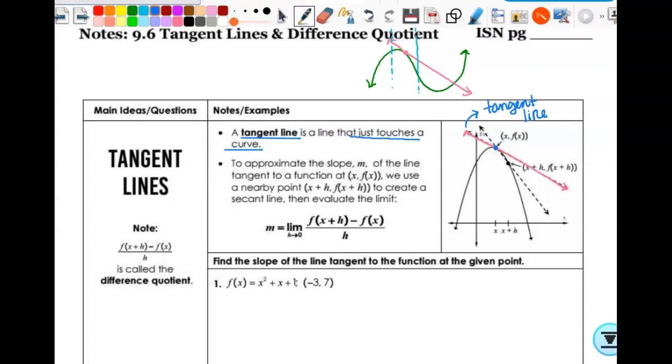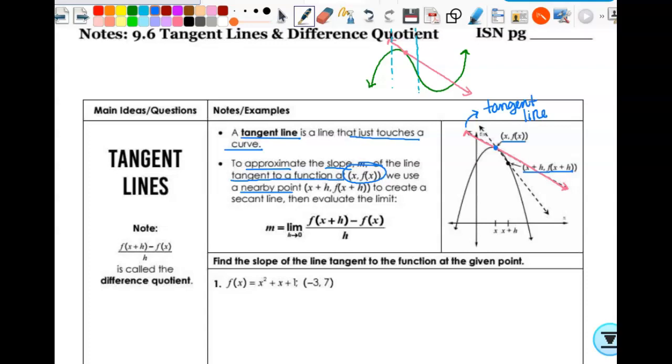So we can approximate the slope of the line tangent to the function at x, f of x, that's this point right here, x, f of x. We use a nearby point, x plus h, f of x plus h. So here's what that means. Here's x, this is x plus h. So this could be 3 and this could be 5, so this will be x and then x plus 2, right? That's what the whole plus h means. We're just moving over a little bit. And if this is x, f of x is y. So whatever x is, I substitute it into my function, and then I get the y value. Whatever x plus h is, I substitute it into the function, I get my y value. That's all it is, 2 points, x and y.